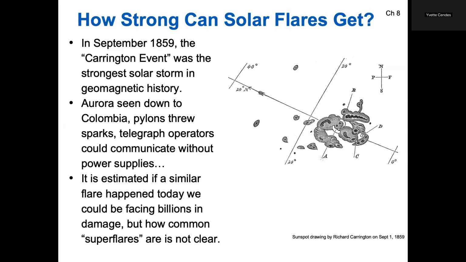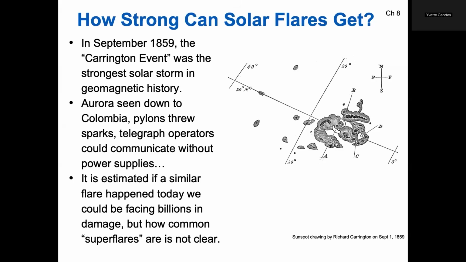To give you an idea, the last one was the strongest in decades and people in Mexico saw it. With the Carrington event, auroras were seen as far south as Colombia, which is pretty much on the equator. This was the dawn of the age of electricity, but you did have some pylons throwing sparks because there was so much current in the air. And there are even reports of telegraph operators between Portland, Maine and Boston talking to each other for 2 hours, even though both of their power sources were disconnected. There's just so much charge in the air when this happened.